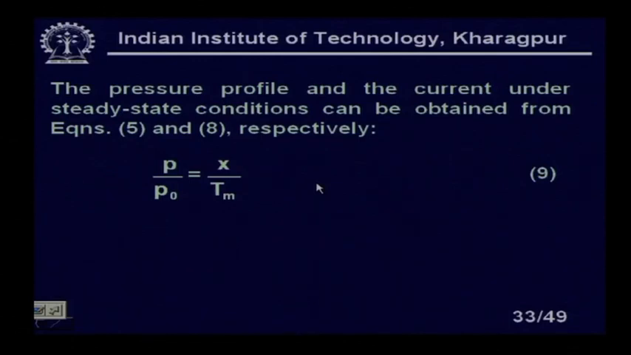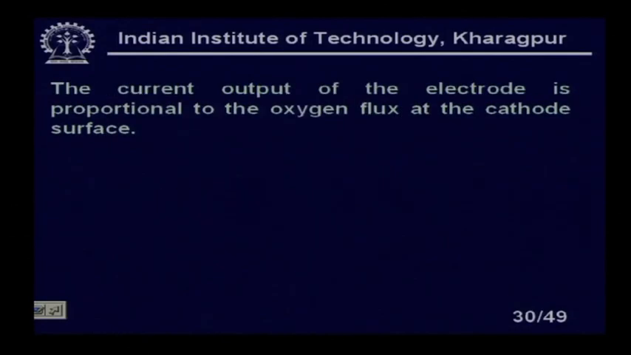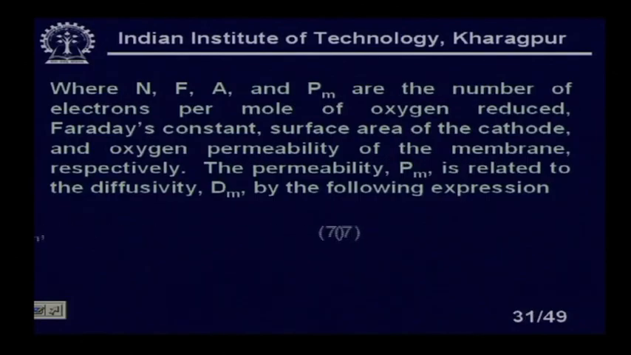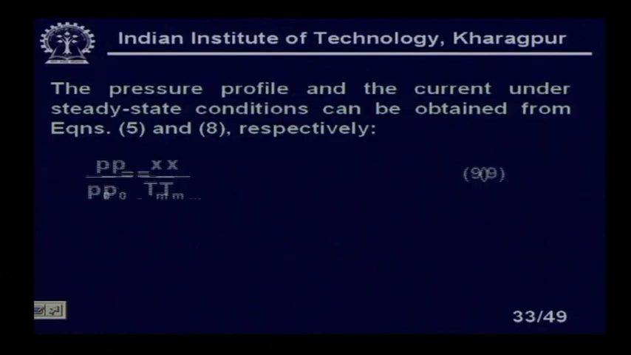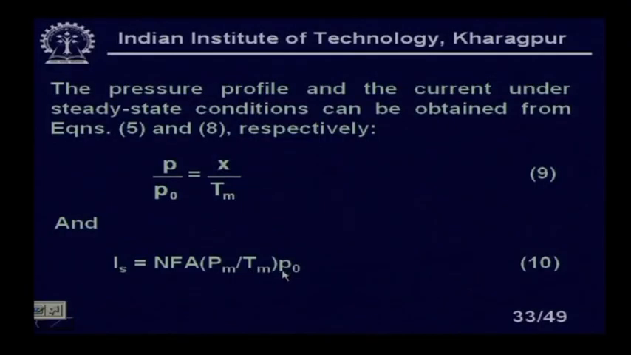And the pressure profile and the current under steady state condition can be obtained from equations 5 and 8. Let us look at what 8 and 5 are. So, we are combining 5 and 8, and we are getting P by P naught equal to x by Tm, right? And Is, the steady state current, you see that It is the transient current, not the total current, equal to nFAPM by Tm into P naught, equation number 10.